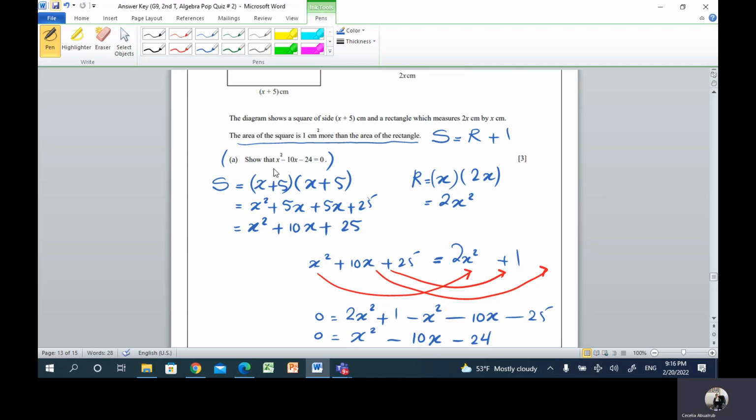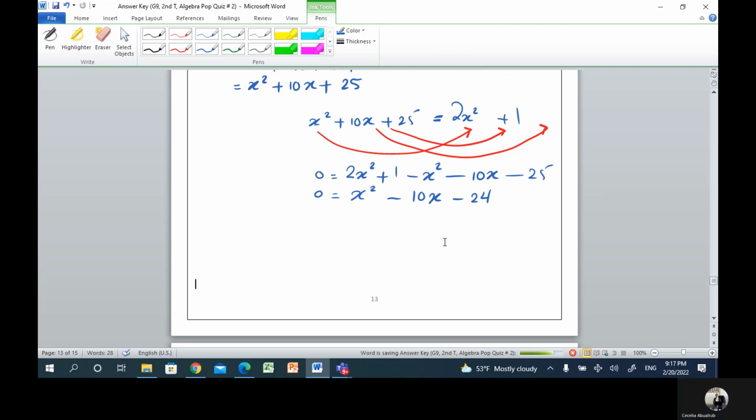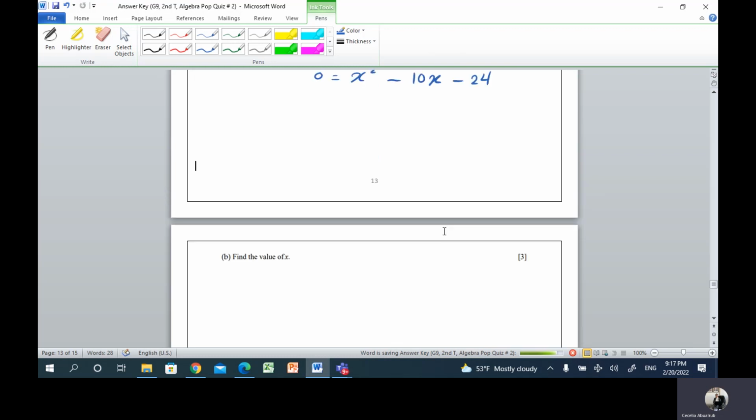So we found the area of the square, and then we found the area of the rectangle, and they gave us a fact that the area of the square is 1 centimeter squared more than the area of the rectangle. And so we formed this equation here, and we transferred all the terms to one side, and we kept the other side of the equal as a 0, and we ended up with this equation. Now, they want us to find x. How do we find x?